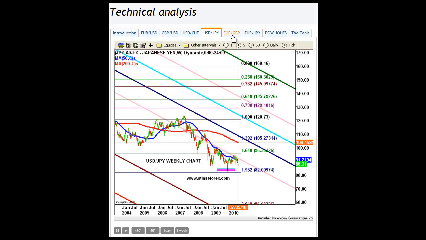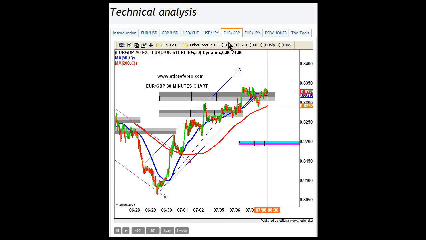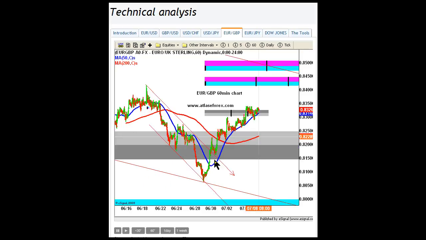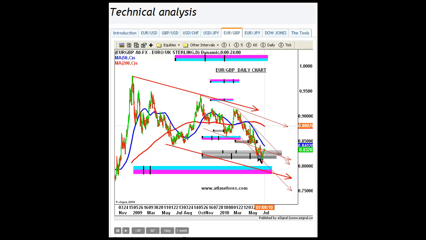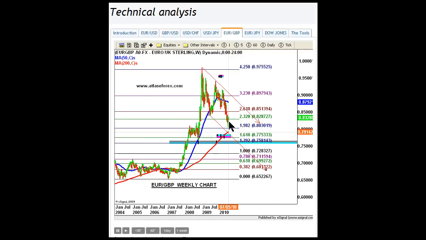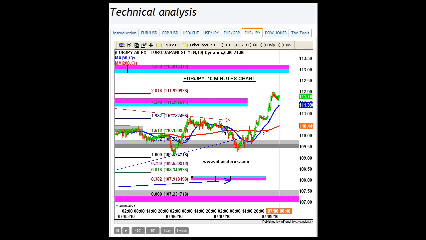Next pair, euro pound. Not much change. It was quiet. 30-minute chart, 60-minute chart, more or less the same, nothing more. Here on the daily, the effort to get above this trend line and face the 50 moving average, and then we see higher. The weekly, it's nothing new. It will take some time before we see significant changes. Euro yen is the next one on the 10-minute chart.